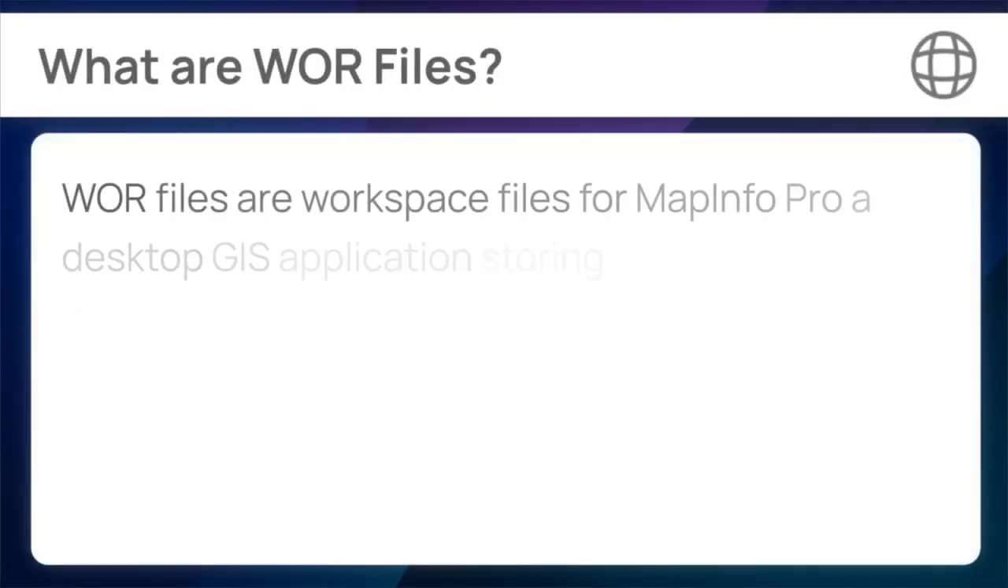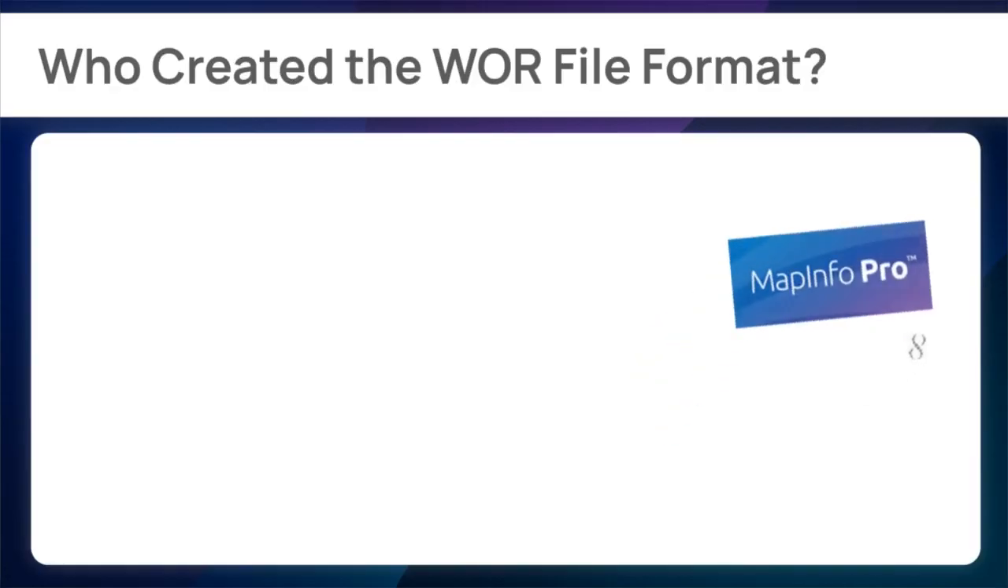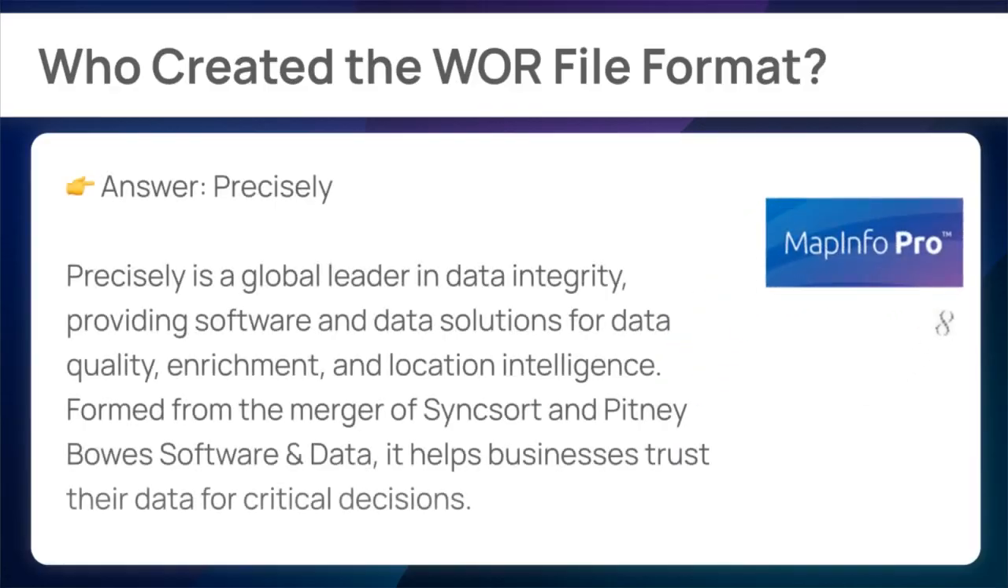WOR files are workspace files for MapInfo Pro, a desktop GIS application storing saved map window configurations, including layer visibility settings, symbology definitions, label rules, and window arrangements. They restore the complete mapping environment when opened.